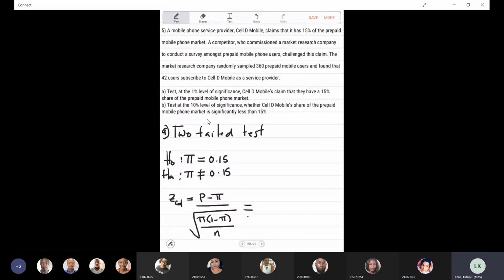Now we substitute P over here. We read the question. We are told that it's 42 users out of 360. So P is just 42 over 360. And then we subtract pi. Pi is what you stated in your hypotheses. So this is 0.15. And then we divide this by the square root of 0.15 times 1 minus 0.15, all over n. N is the 360 from your sample. Okay, so again, 1 minute, please calculate that and let me know what you get.